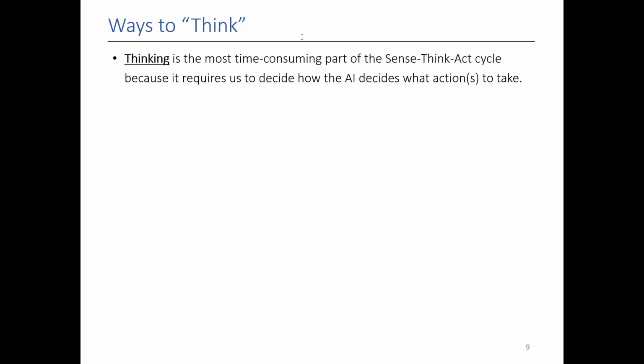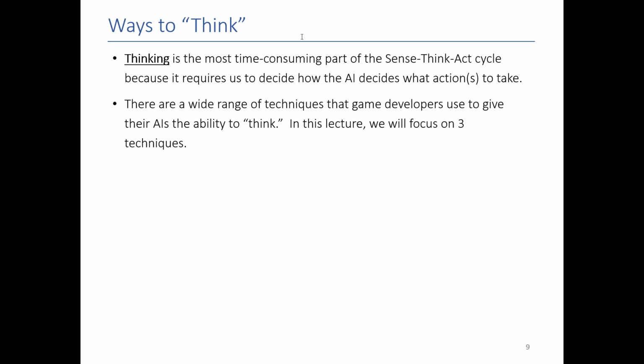Alright. So now that we've seen a live example of sense, think, and act actually happening in a game, let's talk a little bit more about thinking. So thinking ends up being the most time-consuming part of the sense, think, act cycle, precisely because we have to think about all the possible things that the AI could potentially do, and then decide which one is the best. And the best is oftentimes a very nebulous and difficult to define term.